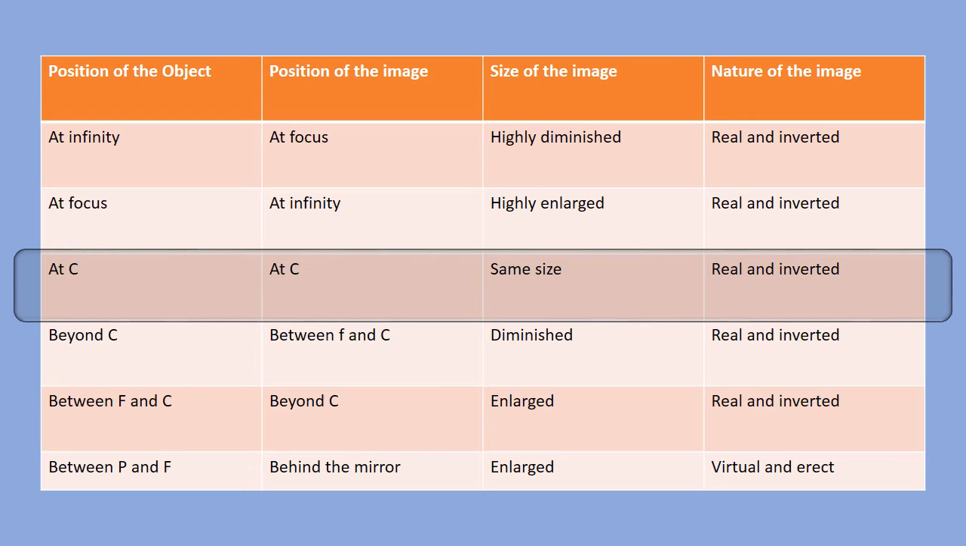Now let's consider the third case. That is when the object is placed at center of curvature. When the object is placed at center of curvature, the image would be formed at center of curvature and it would be of the same size and real and inverted.